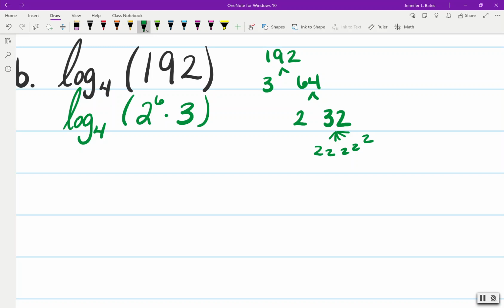Now I need to fully expand this log. The argument has 2 pieces that are getting multiplied. So I'm going to look over at my log properties and ask, which property has 2 pieces that are getting multiplied in the argument? Show me on your hand. Good. Property 1. Property 1 says if I have 2 pieces in the argument getting multiplied, I can split them up into 2 logs that are getting added.